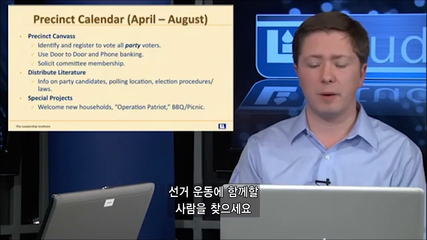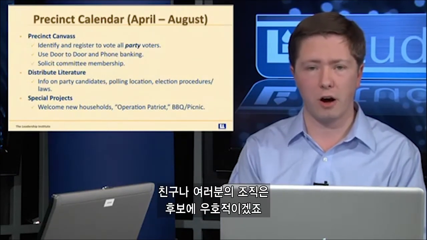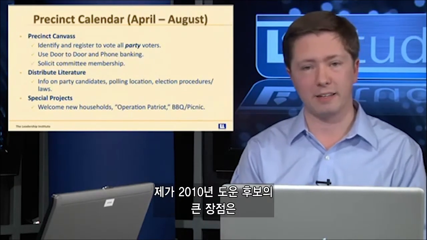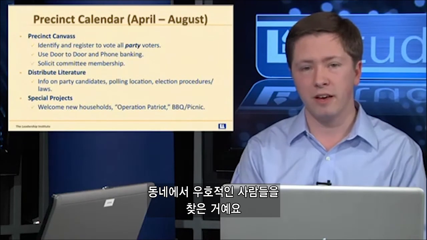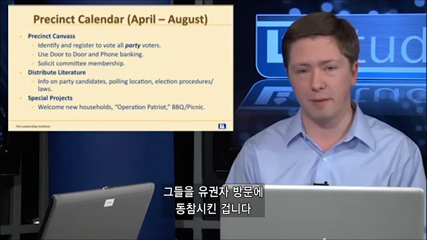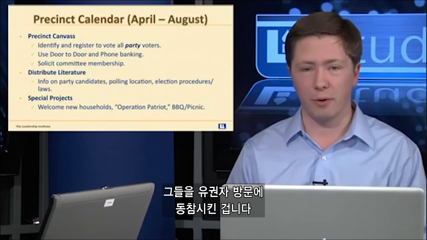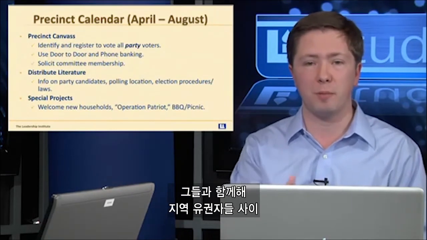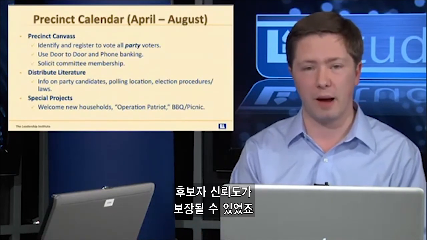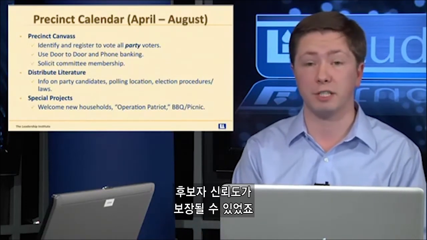And then solicit committee membership. If folks are favorable to your cause or your candidate, get them to join you. One of the greatest things about my candidate in 2010 was when he found favorable people in a neighborhood, he would invite them to join him to finish door knocking in that neighborhood. And it was great because people knew that individual. They could vouch for that candidate. It's really a great opportunity to get the community involved and find potential leaders.